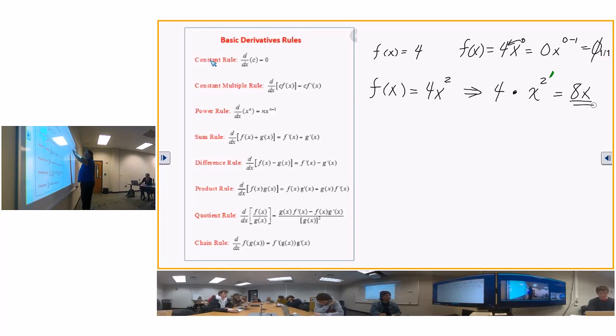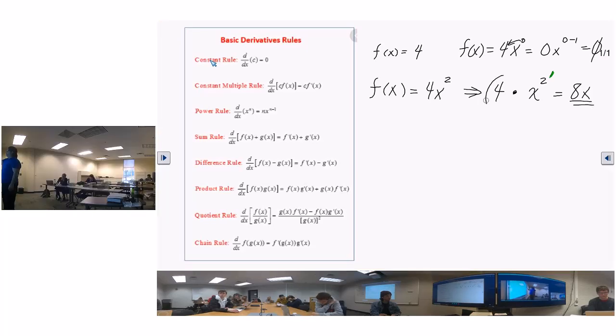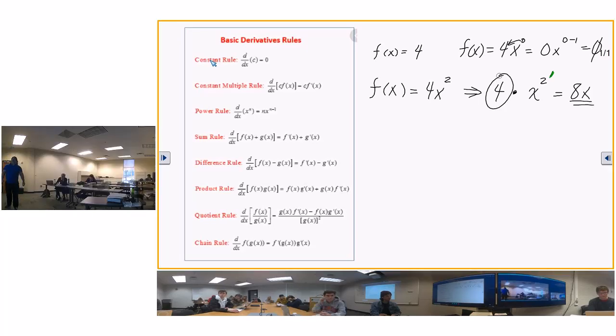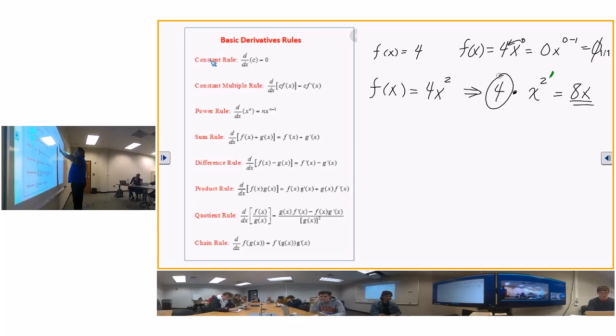Or I could do the power rule and say 2 times 4 is what? 8. Either way, the 4 I pulled out. So you can pull a constant out. That's just kind of a rule that we don't use a lot, but you can actually pull that 4 out and take the derivative of x squared.